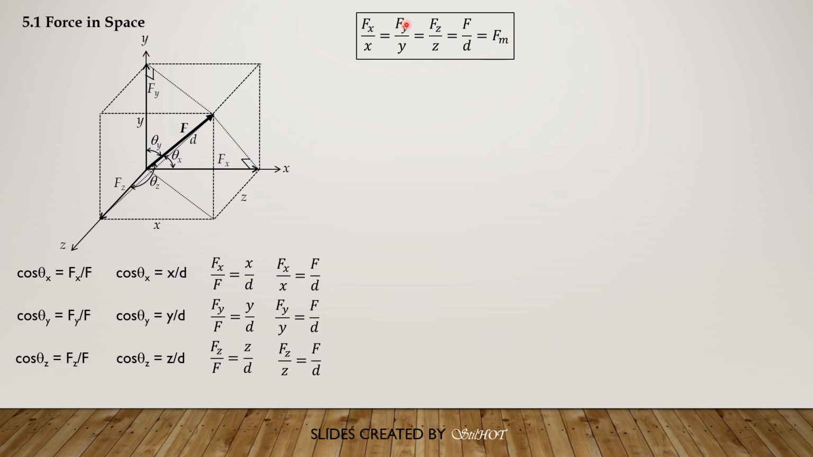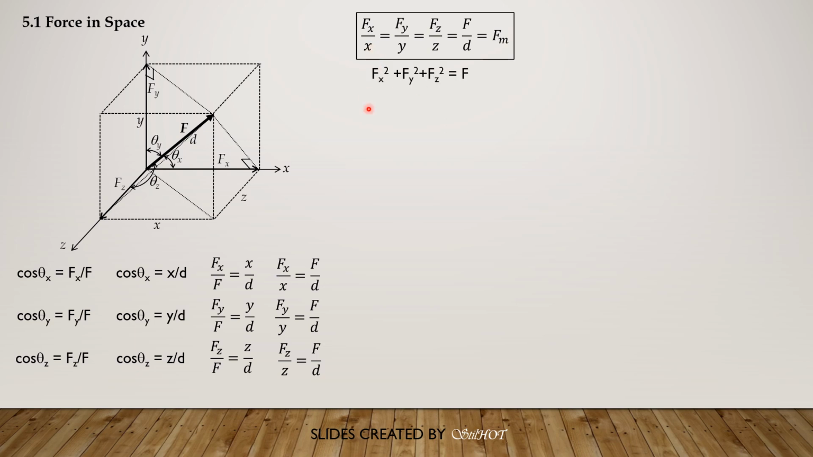So Fx over x equals Fy over y equals Fz over z equals F over d, and this ratio F over d is called the force multiplier. So this is the constant or equal ratio. It's easy to remember because we have the x component of force over the x component of distance equals the y component of force over the y component of distance, equals the z component of force over the z component of distance, equals force over distance.